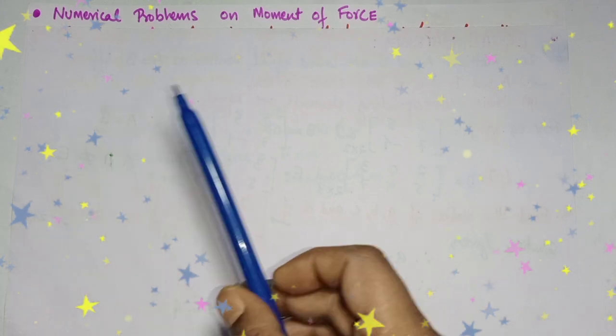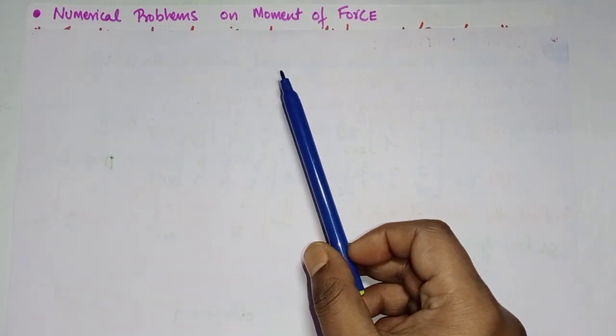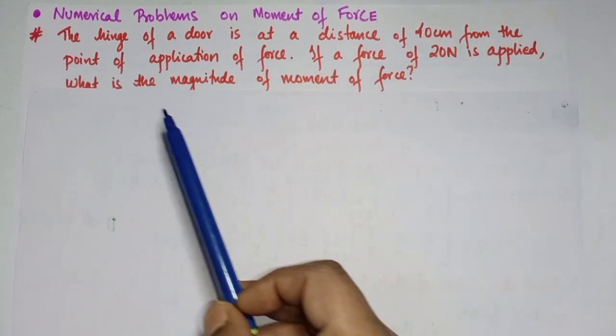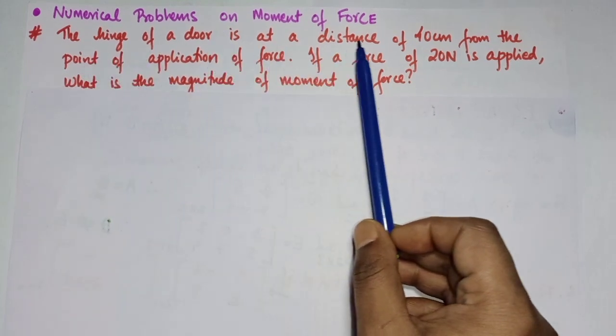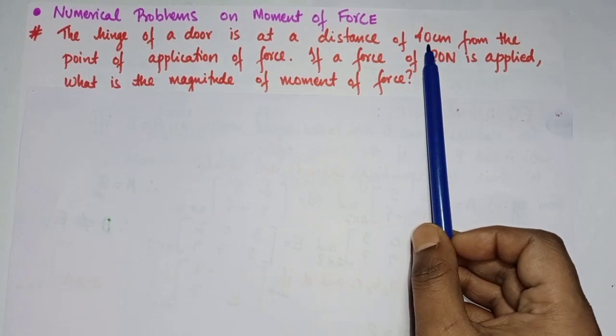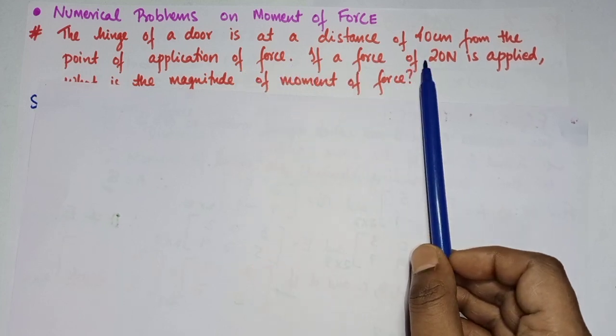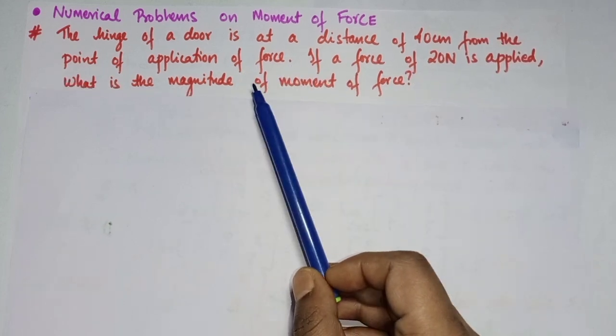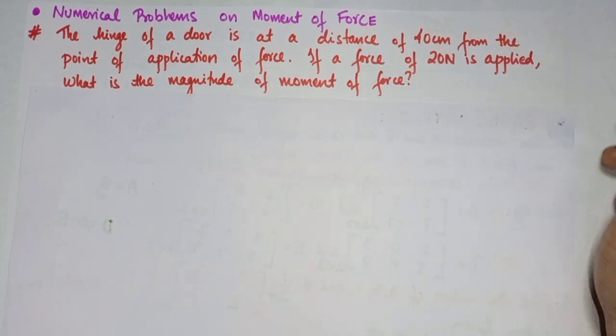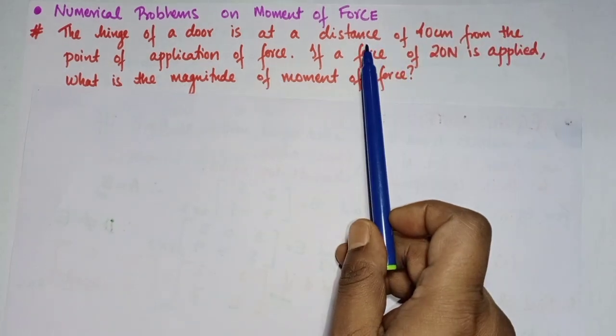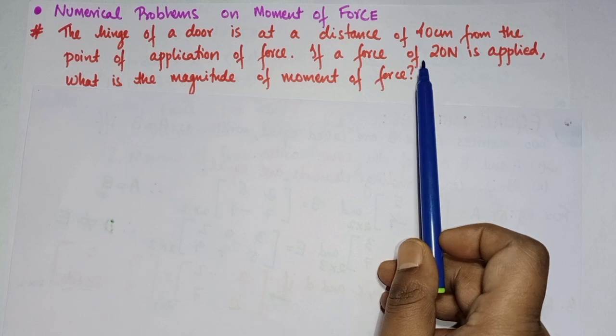Now here we have a numerical problem on moment of force. As you can see, we have the question. The hinge of a door is at a distance of 40 centimeter from the point of application of force. If a force of 20 Newton is applied, what is the magnitude of the moment of force? So what they have given us is the distance and the force. So what is the magnitude?